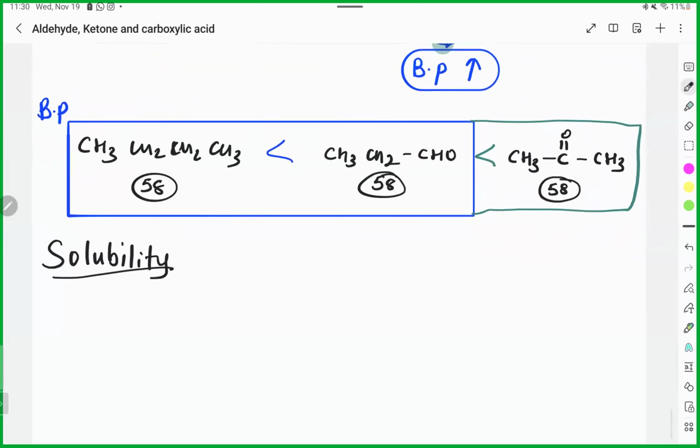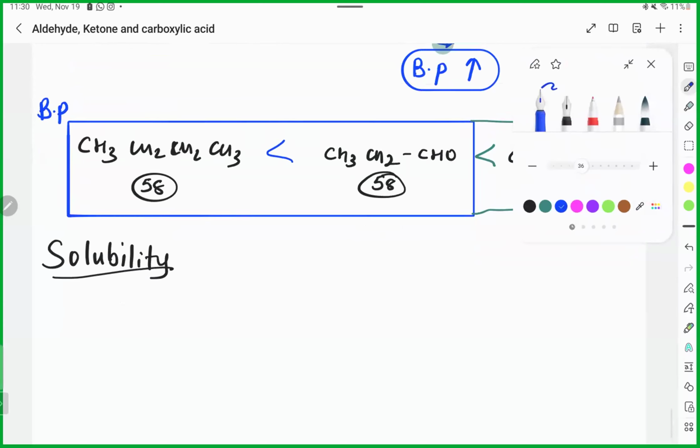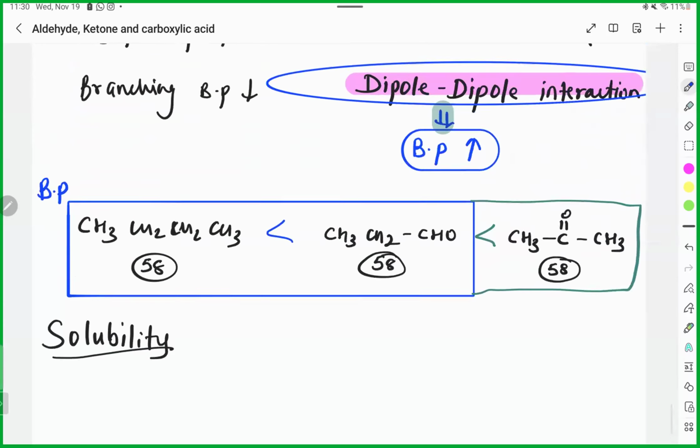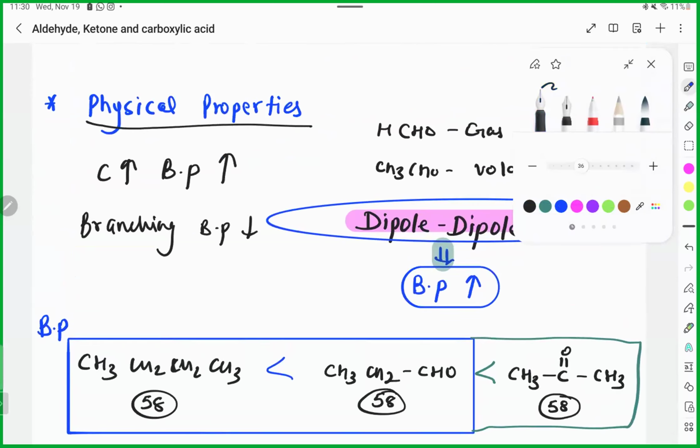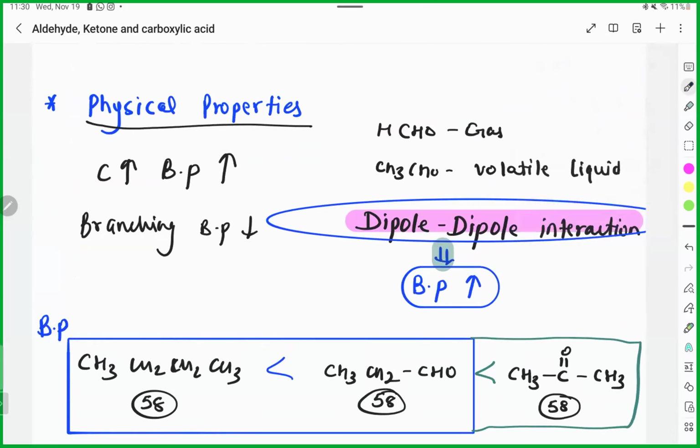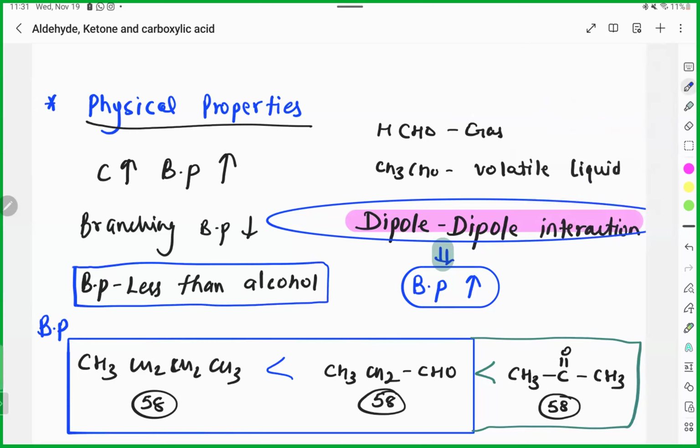One thing I forgot to mention. When it comes to the boiling point, the boiling point of aldehyde and ketone is less than alcohol. Why? Because of the absence of intermolecular hydrogen bonding. Yes, boiling point is less than alcohol, because in alcohol you have proper hydrogen bonding. Here hydrogen bonding is absent.